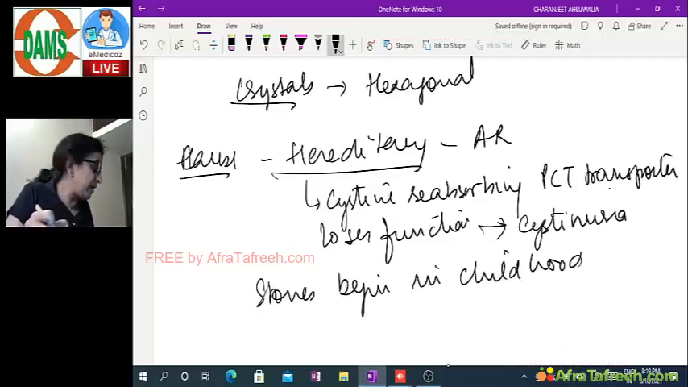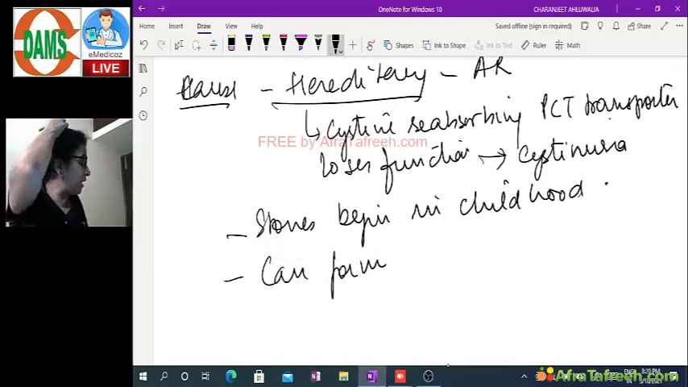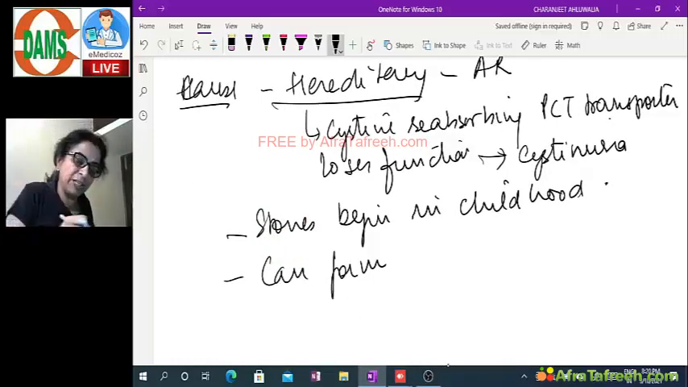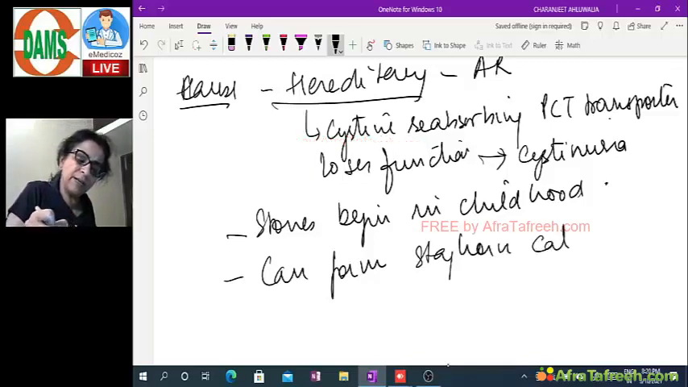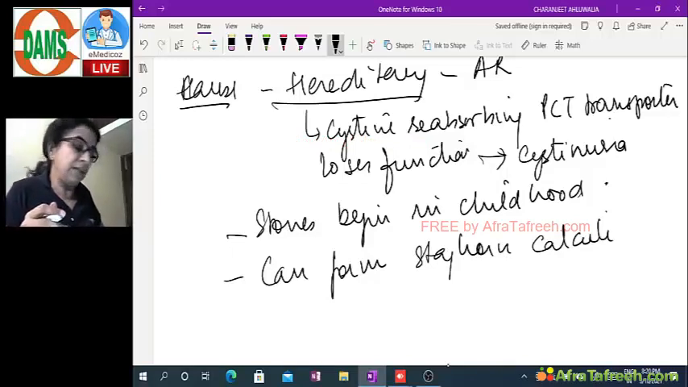So these stones begin in childhood, and they can also form staghorn calculi. Usually staghorn calculi are ammonium magnesium phosphate stones, but these can also form staghorn calculi. So these are the various stones in the kidney that we see.